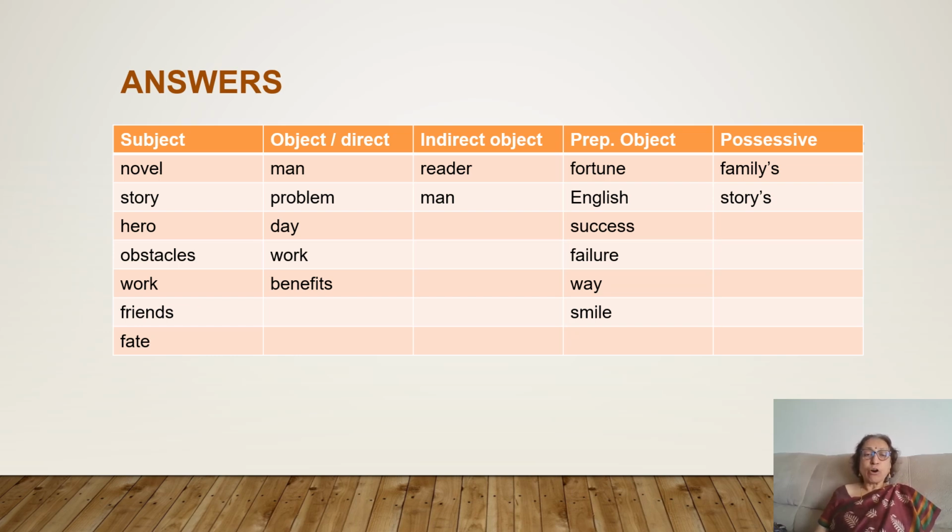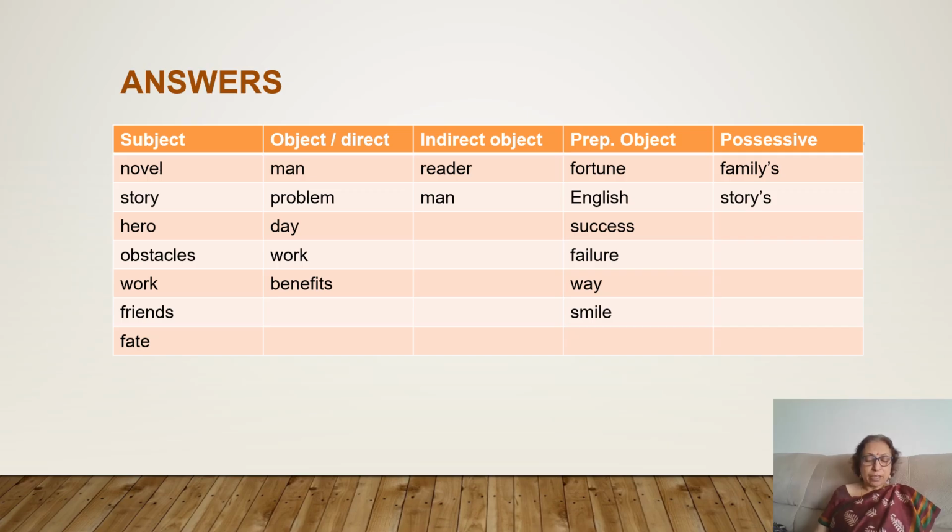So the novel, the first noun, is the subject, deals with a family's fortune. Now, with is a preposition, so the noun fortune is a prepositional object. We don't have any other object for this noun. We go ahead. It is written in English. Written does not have any direct object. It has only a prepositional object, English. So in is used and then English.